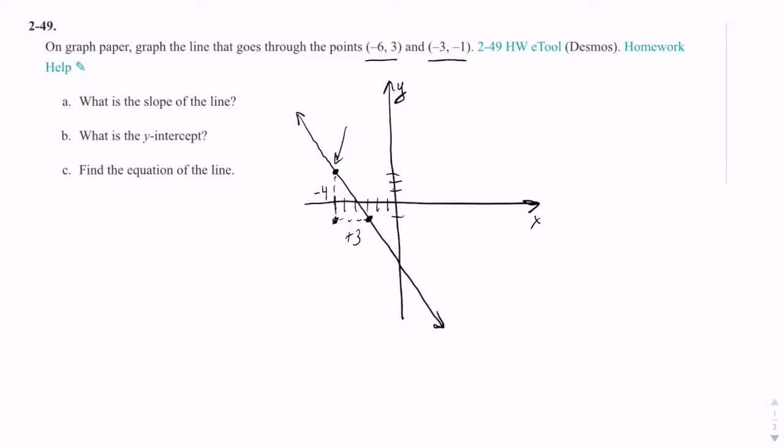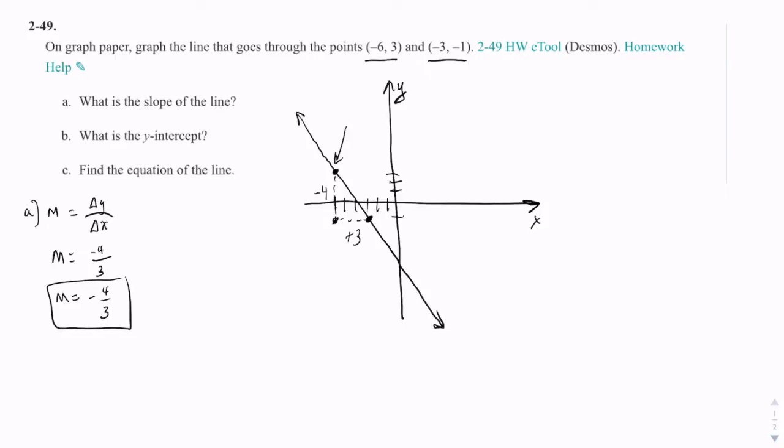So the slope for A, using the slope triangle, equals the change in y, delta y, over delta x, change in y over change in x. So that's negative 4 over 3. So the slope is negative 4/3 for A.